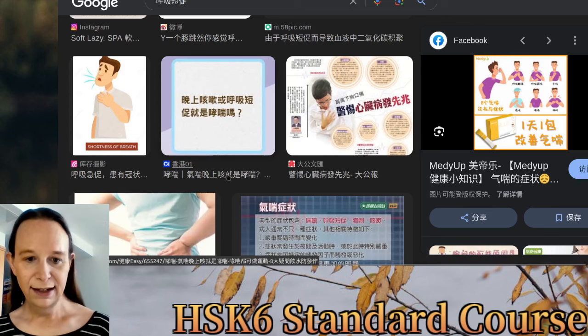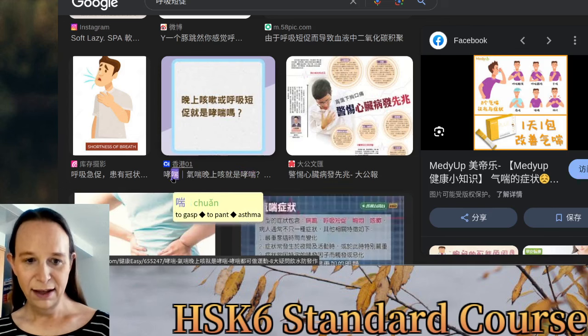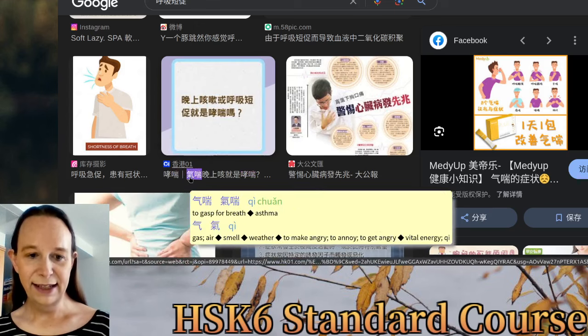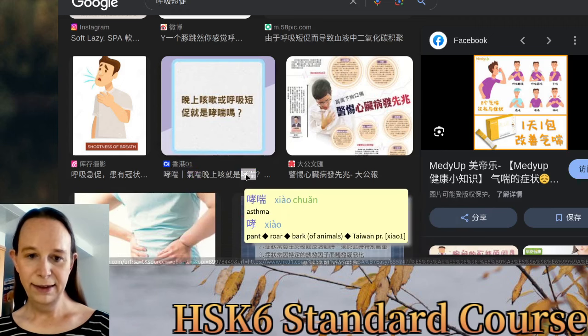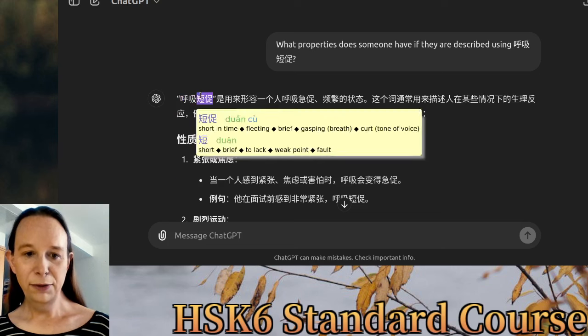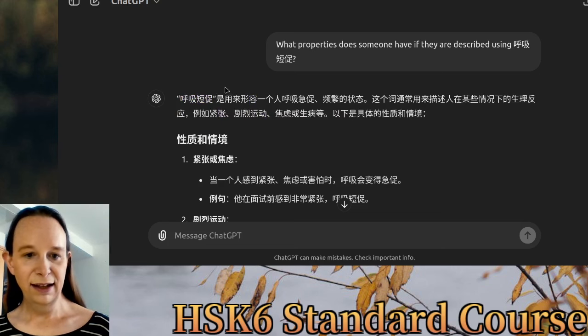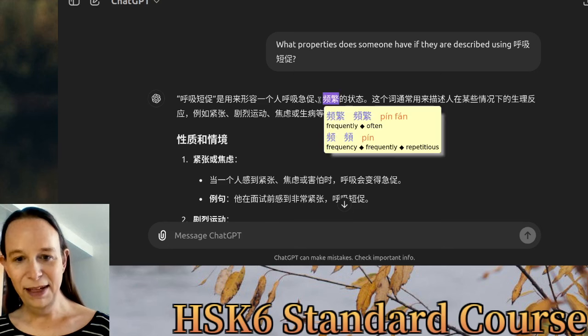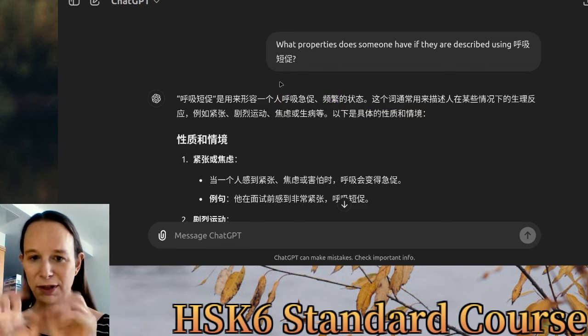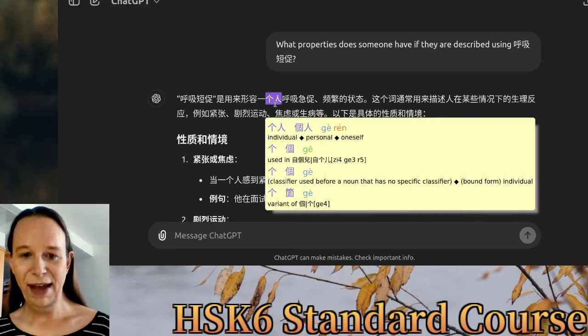呼吸晚上咳嗽或呼吸短促就是哮喘 is asthma, right? Or is 哮喘 asthma? 气喘. Oh, 气喘 is also asthma. Okay, 气喘. Also gasping for breath. All right. So, if someone is 呼吸短促, 是用来形容一个人呼吸急促, 频繁. So they're breathing frequently and in short breaths, kind of thing, panting maybe.